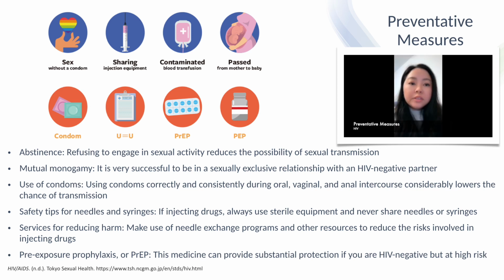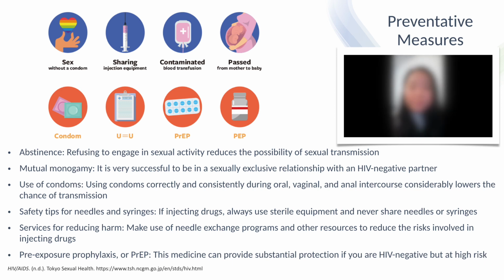As for preventative measures for HIV, there is abstinence. Refusing to engage in sexual activity reduces the possibility of sexual transmission. There is mutual monogamy. It is very successful to be in a sexually exclusive relationship with an HIV-negative partner. There is use of condoms. Using condoms correctly and consistently during oral, vaginal, and anal intercourse considerably lowers the chance of transmission.